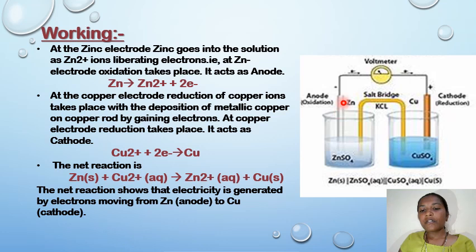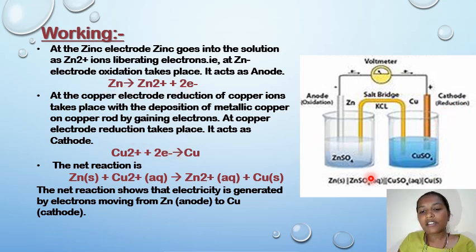As we know, at the zinc electrode, zinc undergoes oxidation inside the zinc sulfate solution to form Zn2+ ions by the liberation of 2 electrons. At the zinc electrode, the oxidation reaction takes place and the zinc electrode acts as an anode. At the copper electrode, the reduction of copper ions takes place by the deposition of metallic copper on the copper rod by gaining electrons. At the copper electrode, the reduction reaction takes place and it acts as a cathode.